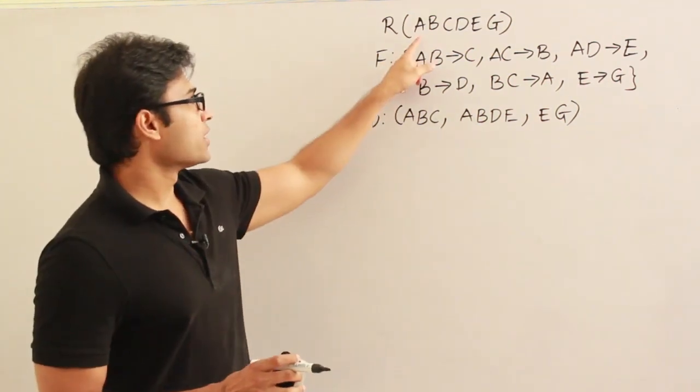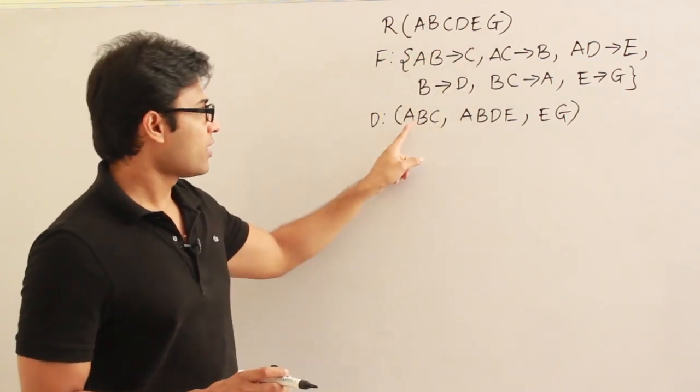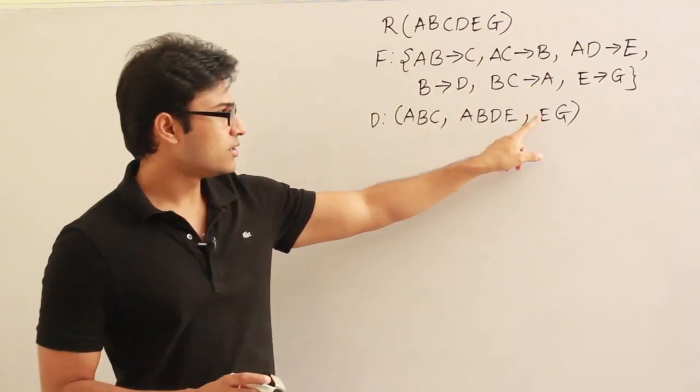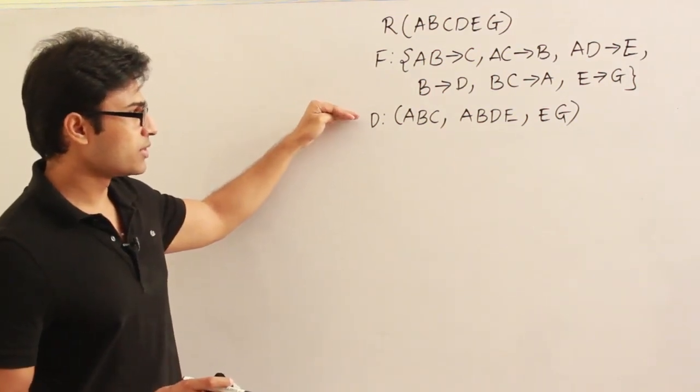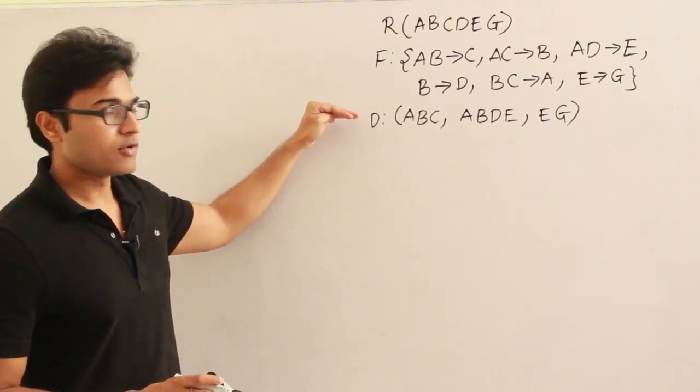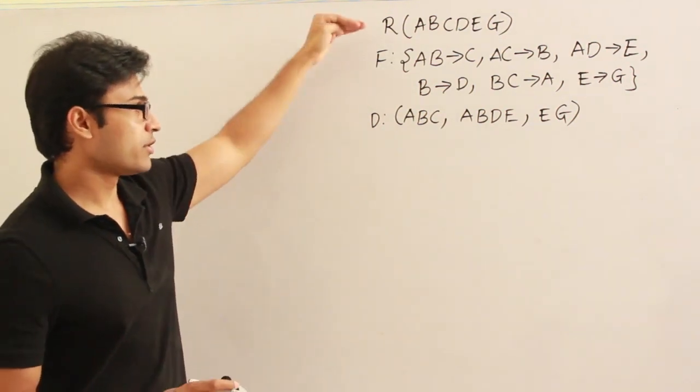Now what are the attributes? A, B, C, D, E, G, right? And A, B, C, D, E, G, yes, all the attributes are here, which means when you take the union of all the tables which are in the decomposition, you are supposed to get the original table. Yes, you got it, right?